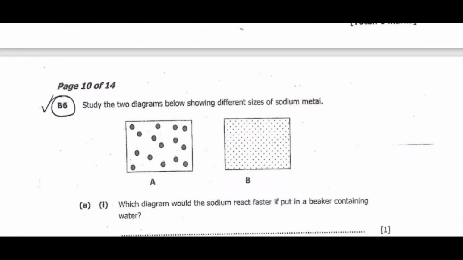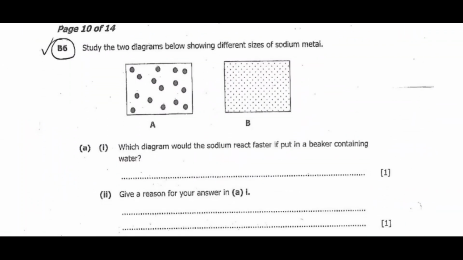Now we move on to question 6. State the two diagrams below showing different sizes of sodium metal. So here in A we have a larger size, then here we have a smaller size. These are of the same metal, which is sodium. Then for A1, which diagram would the sodium react faster if put in a beaker containing water? So it's diagram B.